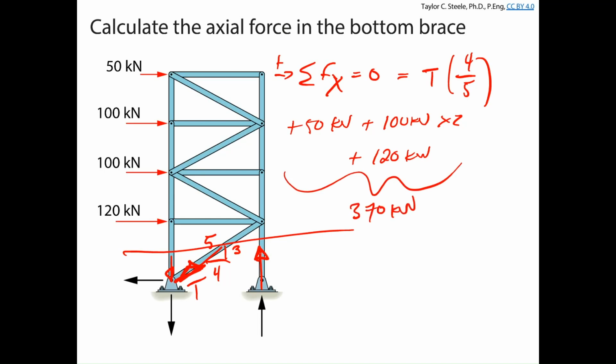And so, I may have been slightly tempted to say, well, the force is 370. Is the force 370 in that brace? No, that's the horizontal component of that force, right? So the horizontal component of that force is equal to 370, which means T is 5 over 4 times 370, which would give us 463 kilonewtons.